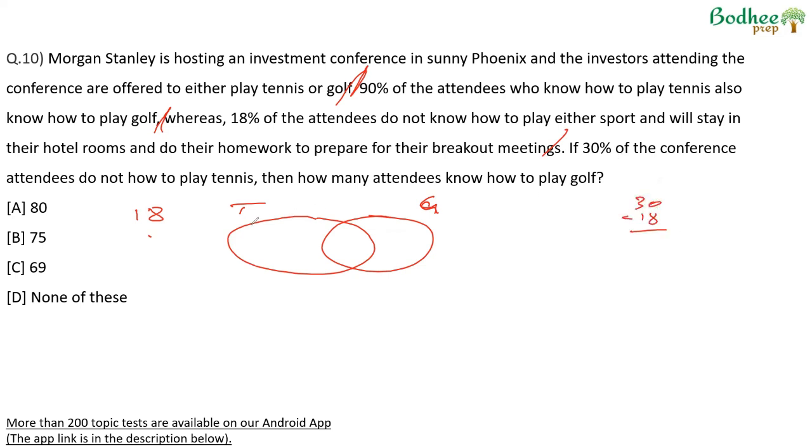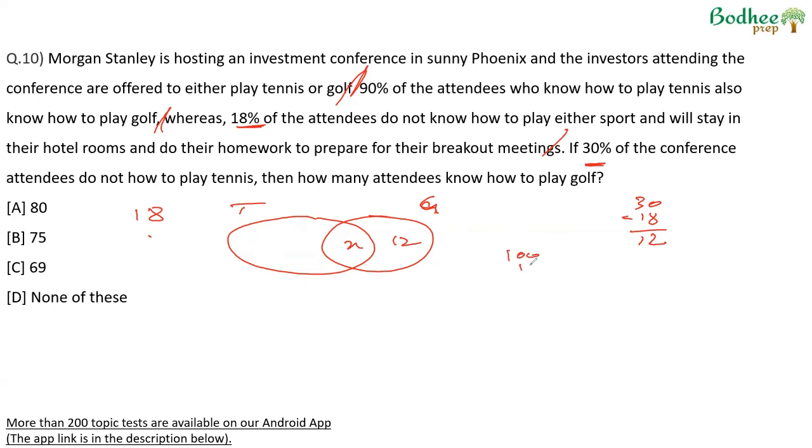who do not know how to play tennis will not be in the circle. So they will be here. That is 12 people who know how to play golf only. 18 people do not know how to play any of the sport. So 18 has been accounted for, 30 has been accounted for. Now suppose the number here is X.